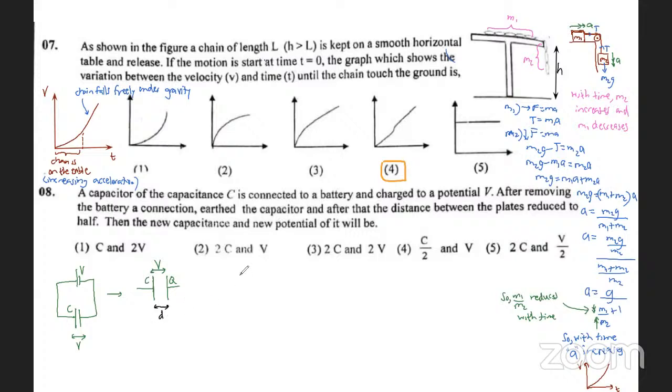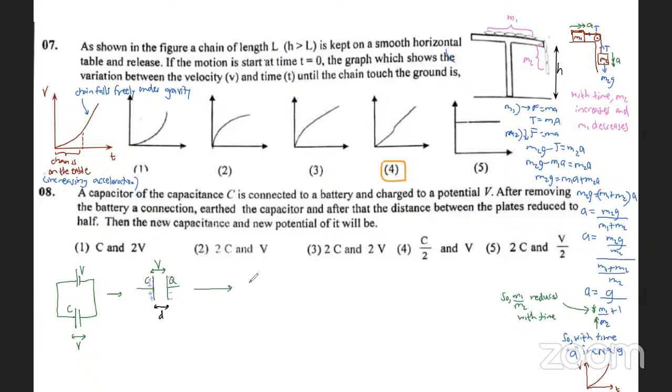What will happen if we ground the capacitor? One plate will be positively charged and one plate will be negatively charged. So when you ground the capacitor, which plate is grounded? Okay, never mind. Then let's see what will happen if you do it this way.